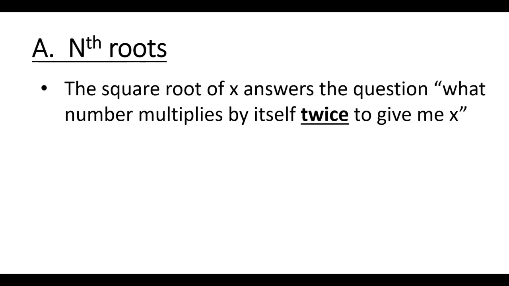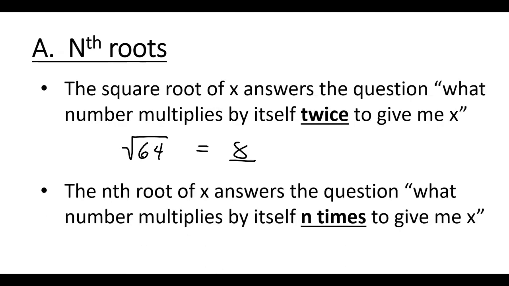You guys know what a square root is. The square root of x answers the question, what number multiplies by itself twice to get x? So, in other words, the square root of 64 is answering the question, what number times itself makes 64? And the answer is 8. So the answer would just be 8. So you're asking what number times itself makes that, right?